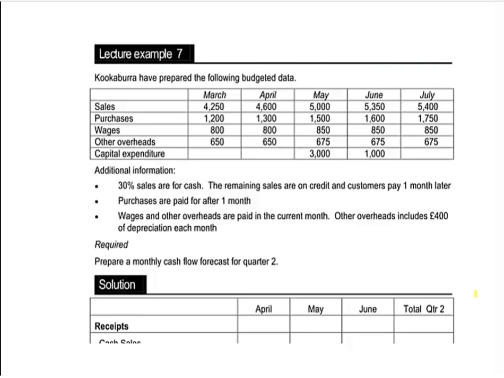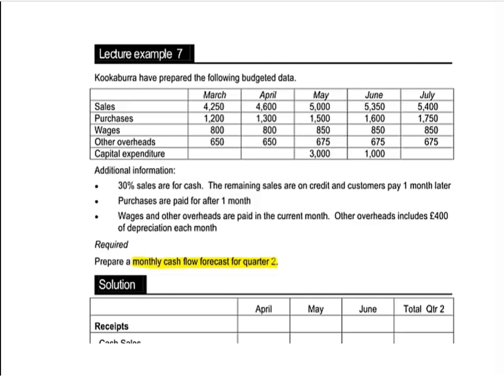What we have here then is the requirement to prepare the monthly cash forecast for quarter 2. Now this could be a requirement in section B, or in section A you might have to prepare one of the numbers from this cash flow forecast. So Kookaburra then, we're given information about budgeted sales, purchases, wages and other expenditure, other overheads, and also some capital expenditure.